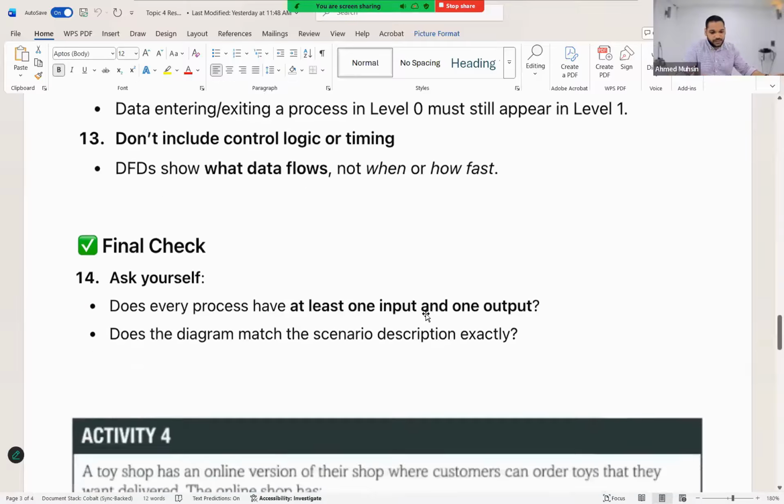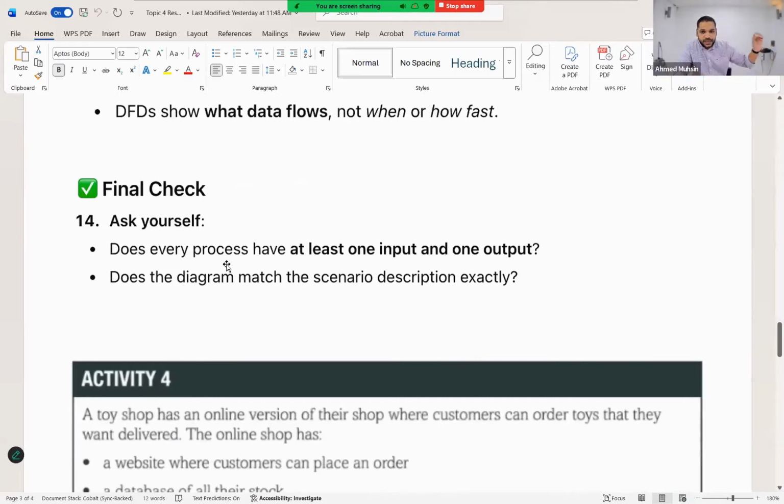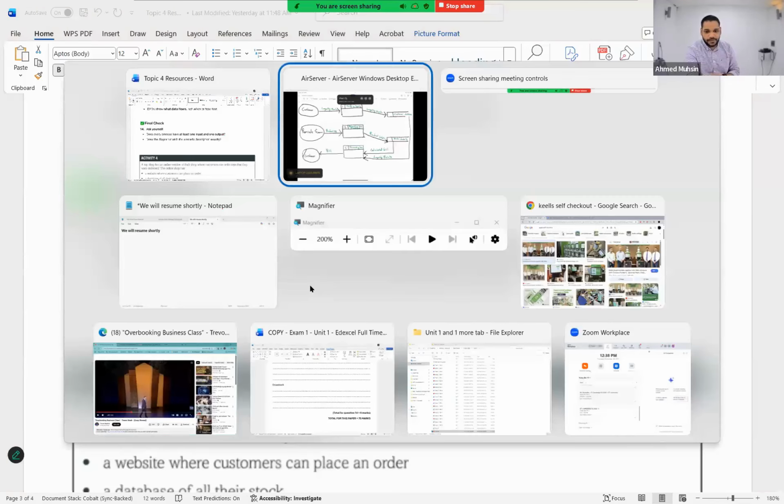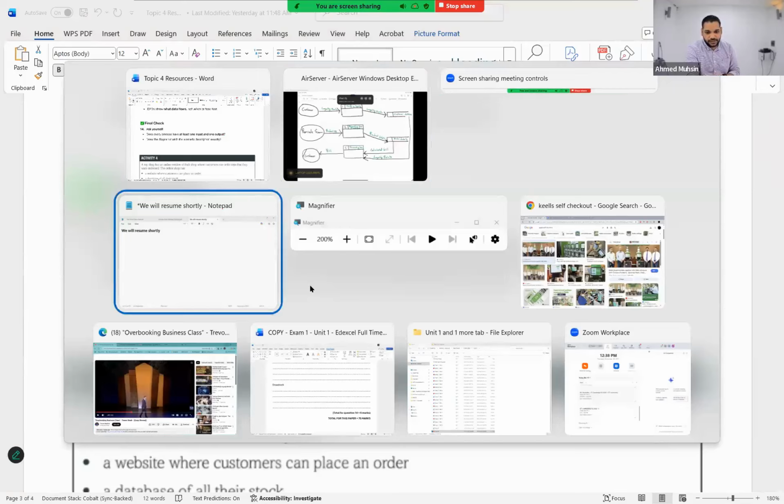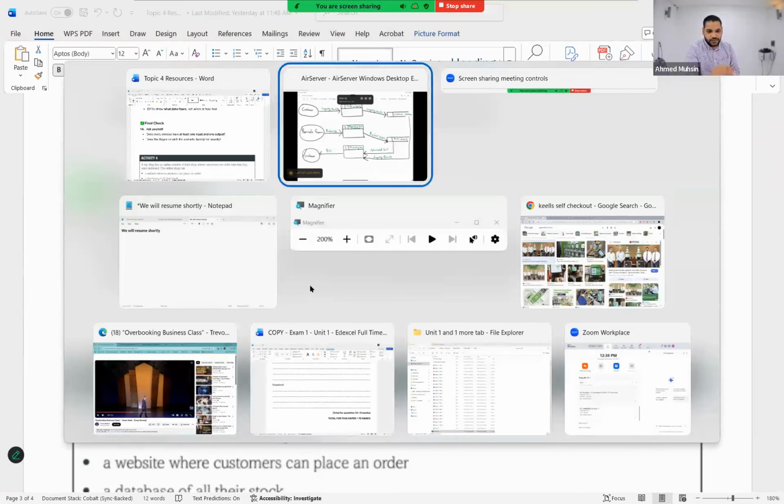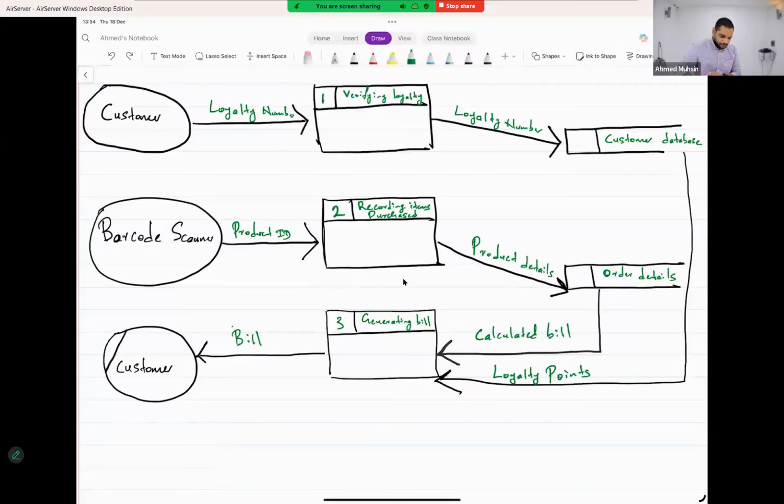Remember this, okay? Ask yourself this, guys. Does every process have at least one input and one output? And then, does the diagram match the scenario exactly and accurately? Then, boys, girls, shall we move away from here? All right. Can we all have a look at the next one?